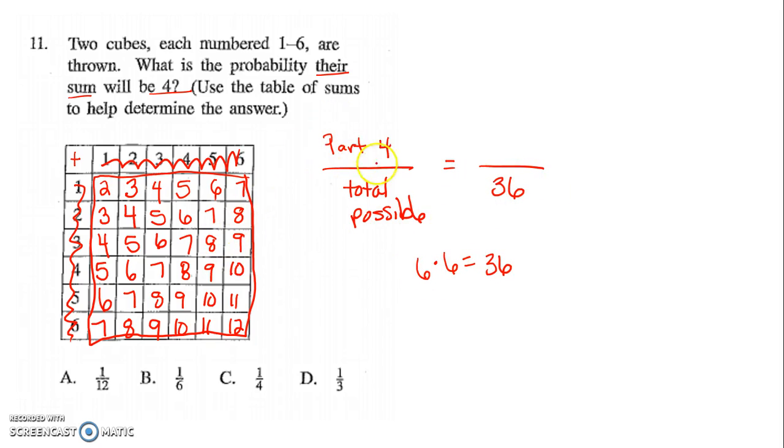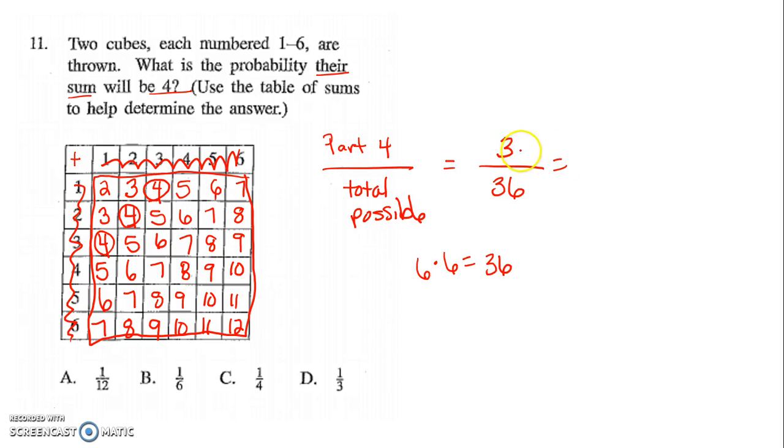Okay, and what part of those outcomes have a sum of 4? Well, you just look in the chart. There's 1, 2, 3 outcomes that have a sum of 4. So those 3 outcomes are the part out of the total of 36.